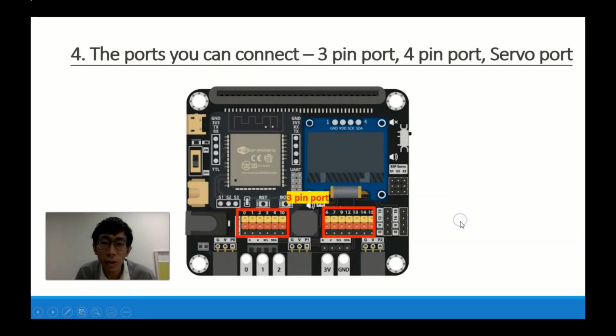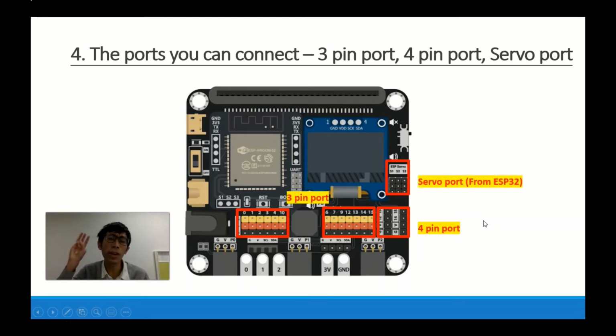So let's go ahead. 3-pin ports and 4-pin ports, of course, because the Smarthon system has 3-pin ports and 4-pin ports. So that's why we have 3-pin ports and 4-pin ports here. And for the servo ports, we have 3 more servo ports here, because they come from the ESP32 Wi-Fi module, since the micro:bit pins are not enough. So we also extend the 3-pin ports from the Wi-Fi module.